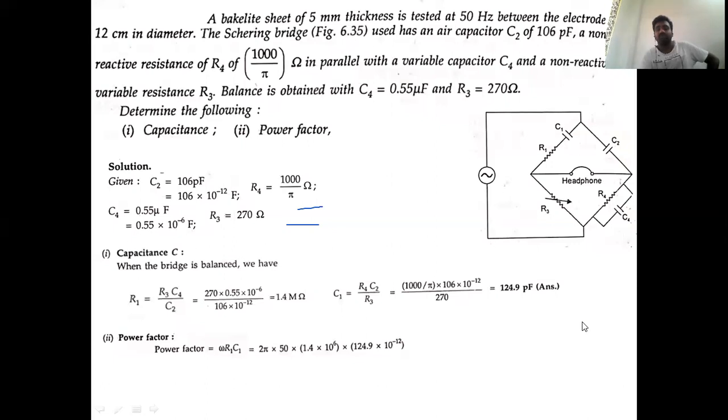I got 0.05 is the power factor. 0.0549 is the power factor. Right. Onto the next problem.